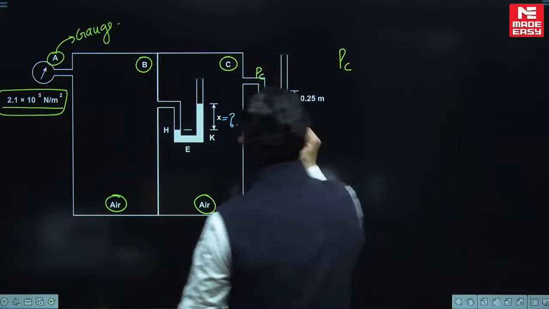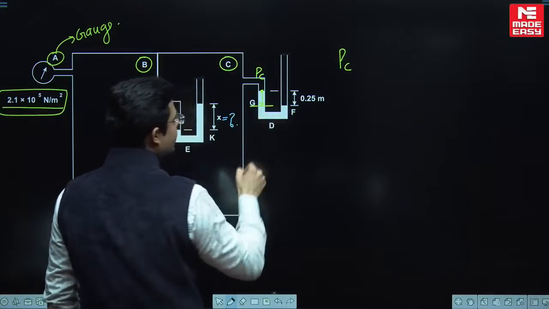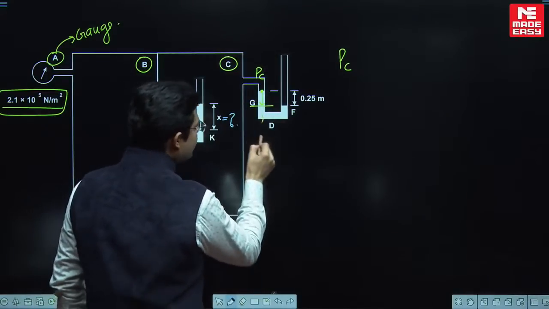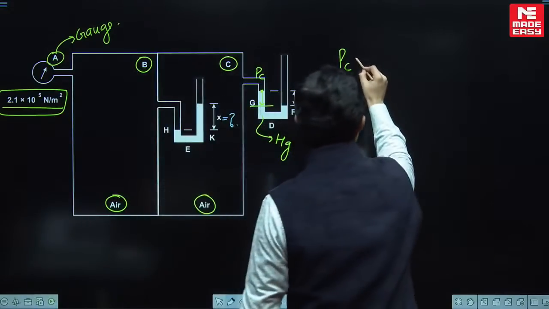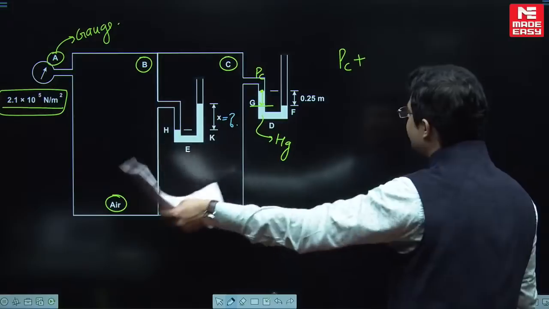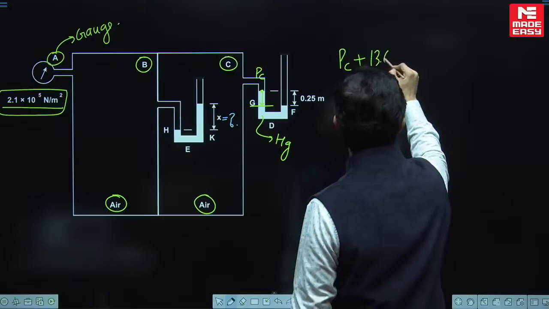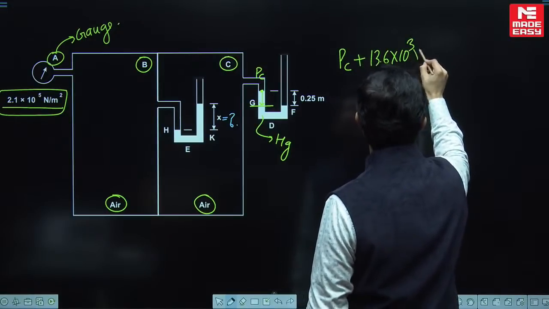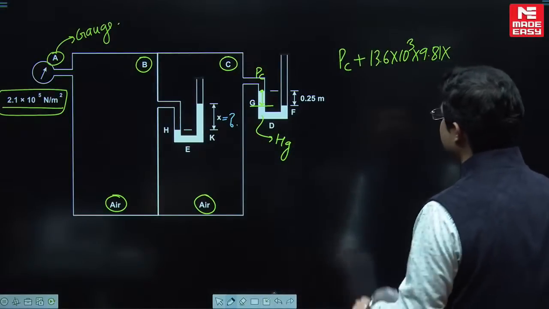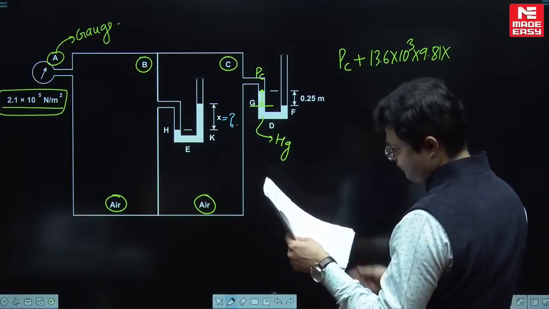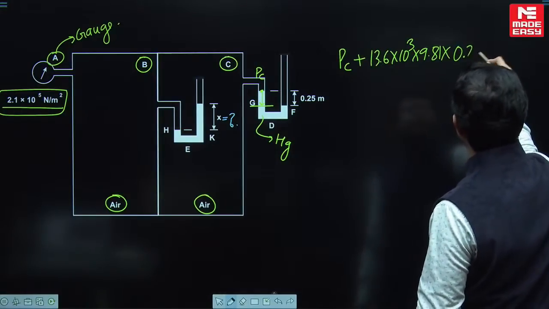So let us apply here. Here the pressure is PC. Now from here to here you are going to move vertically down, and this fluid is mercury. So PC vertically down will be plus rho gh. Rho gh is going to be how much? Mercury. So it is 13.6 into 10 to the power 3 into 9.81 into height. How much is the height? 0.25 meter. So this is 0.25.